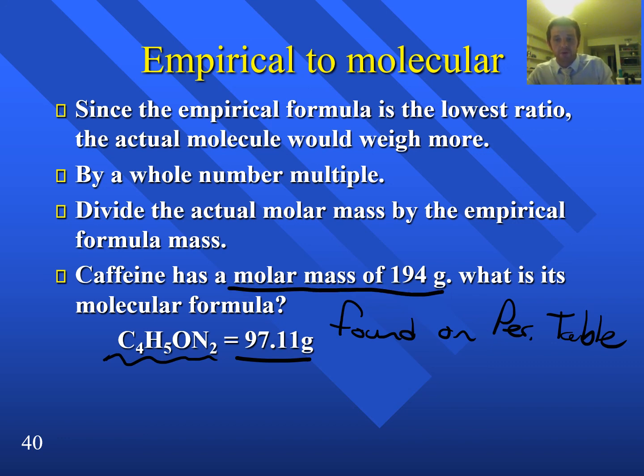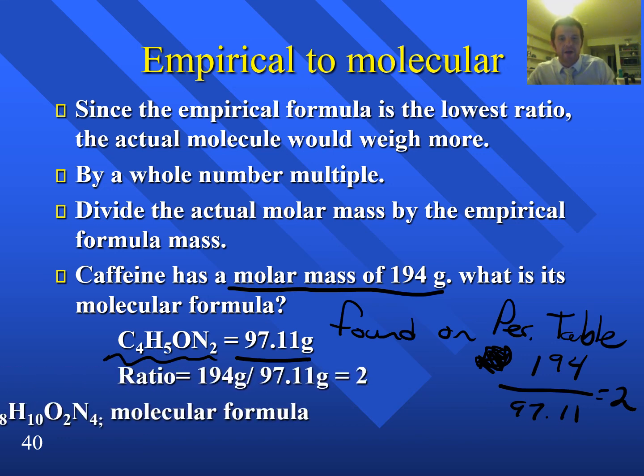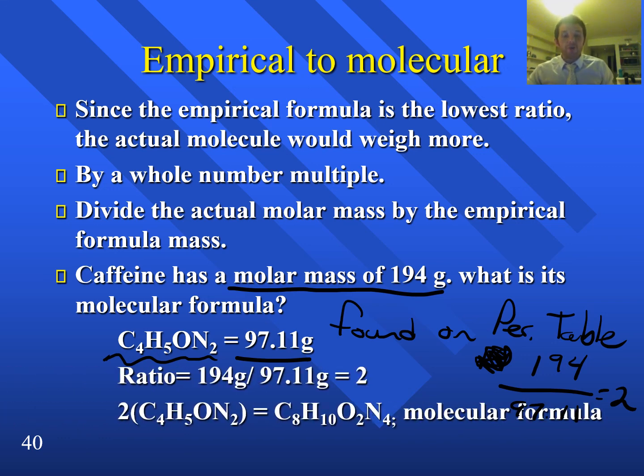So we would do, I got that backwards. No, that was right. 194 divided by 97.11. We should end up getting an answer of about 2. So what this is saying is we should do 2 times our empirical formula. So our empirical formula is only half of what the true molecular formula is. So then we would double everything up to that.